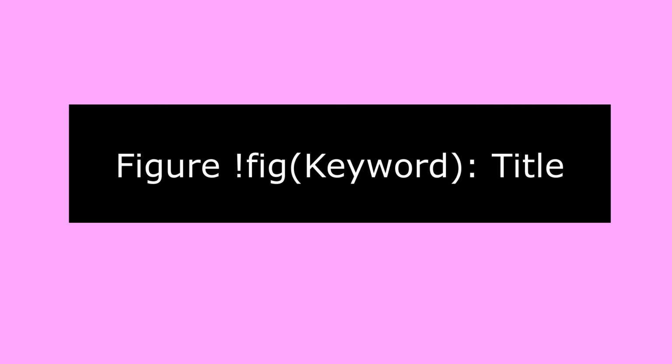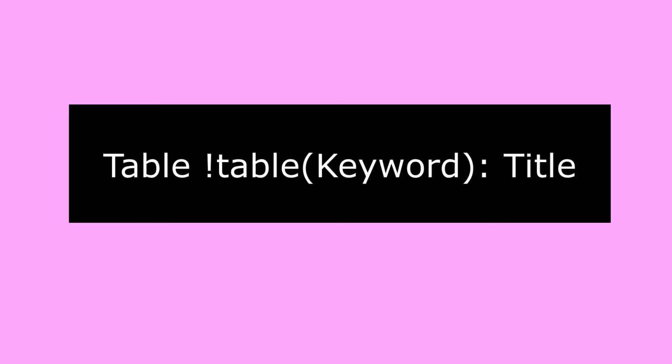For tables you do exactly the same thing with the word table. So you have table, space, exclamation mark, table, bracket, your keyword, bracket, colon, space and the title. This will number all your tables and figures consecutively throughout your manuscript.